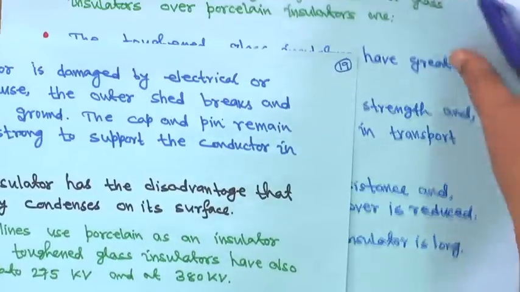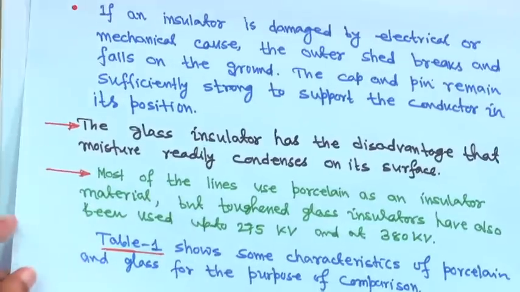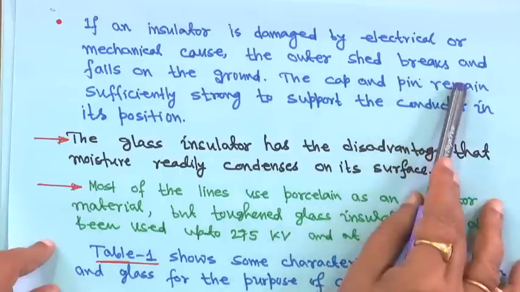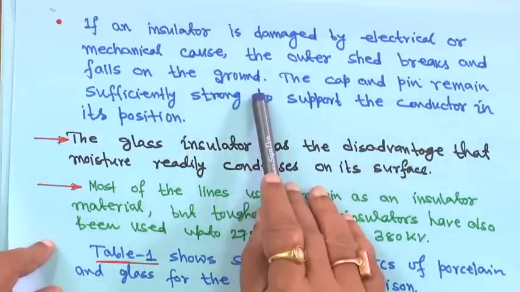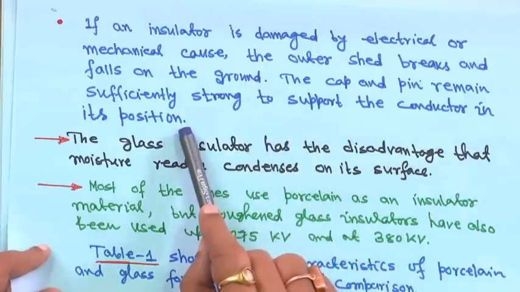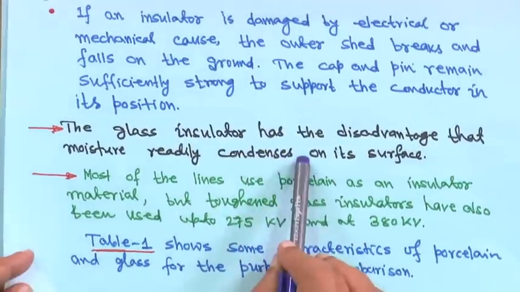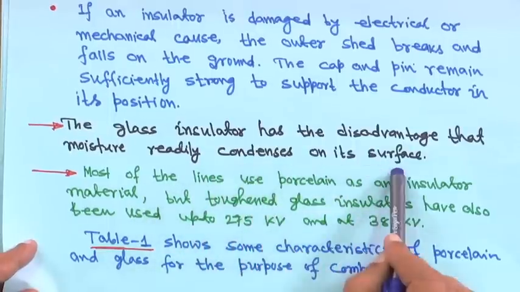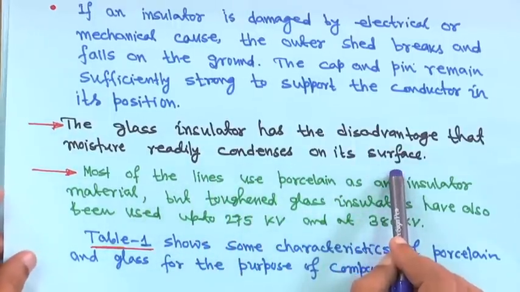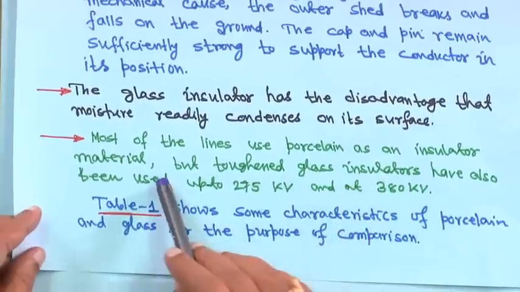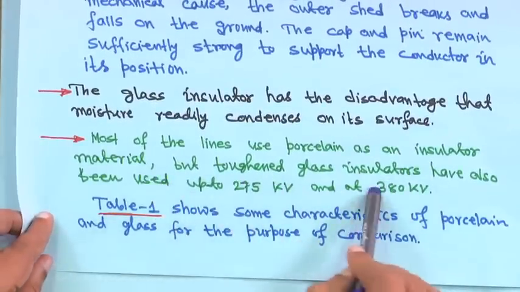Next, if an insulator is damaged by electrical or mechanical cause, the outer shell breaks and falls on the ground. The cap and pin remain sufficiently strong to support the conductor in its position. The glass insulator has the disadvantage that moisture readily condenses on its surface. This is a disadvantage.